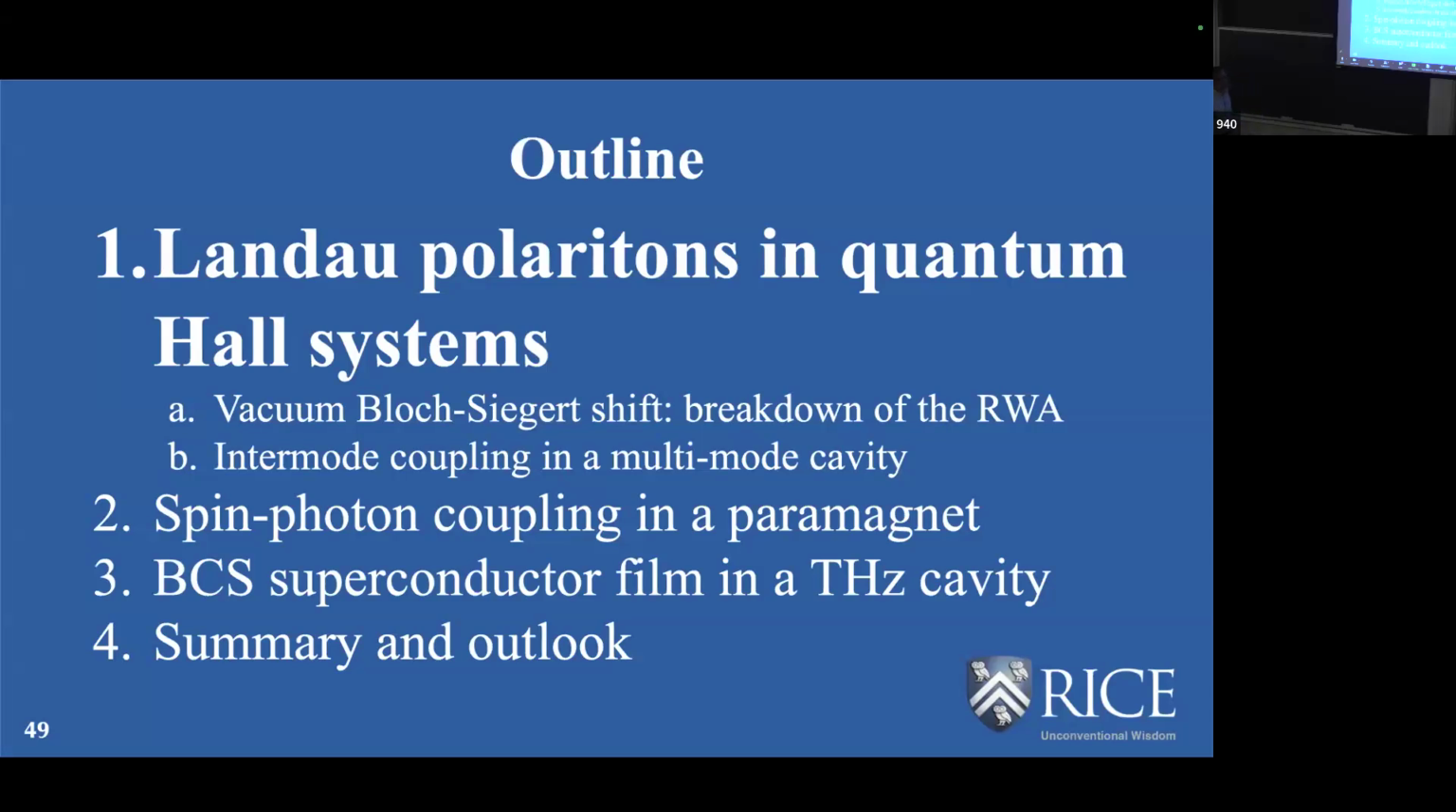So in the rest of the talk, I want to talk about three different material systems. They're very different. In the first section, I will talk about the quantum Hall effect: quantum Hall systems, a high mobility two-dimensional electron gas in a perpendicular magnetic field, where we create so-called Landau levels. In the second part, I will talk about spin-photon coupling in a paramagnet. Here we have a collection of paramagnetic spins. And third, I will talk about a BCS superconductor in a cavity. All these happen in a terahertz cavity.